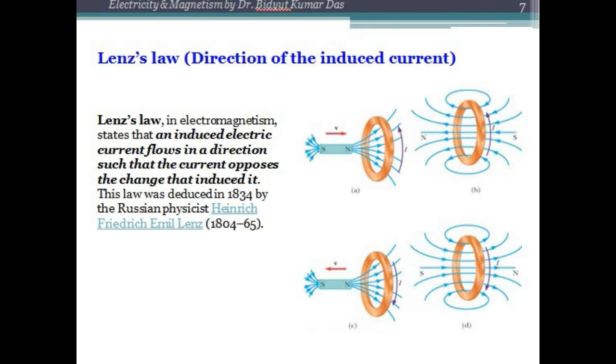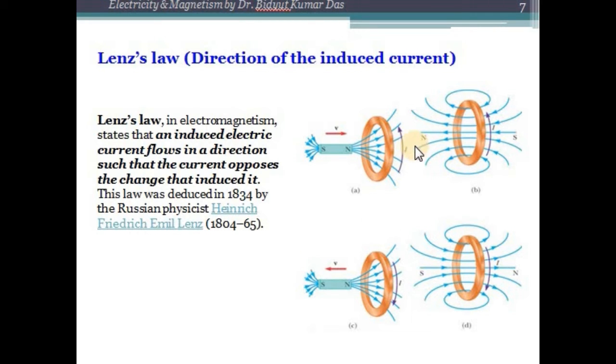So from Faraday's laws we have discussed how induced EMF and induced current can be generated when you change the magnetic flux passing through a coil. But unfortunately, Faraday's law doesn't give in which direction the EMF will be produced in the coil. The direction of the induced EMF was given by Lenz's law. According to Lenz's law, an induced electric current flows in a direction such that the current opposes the change that induced it.